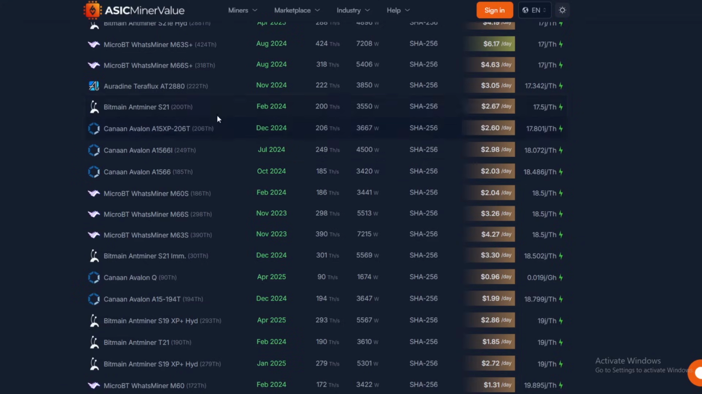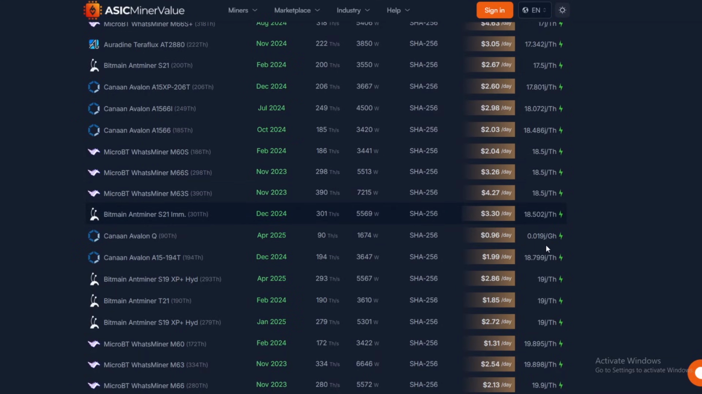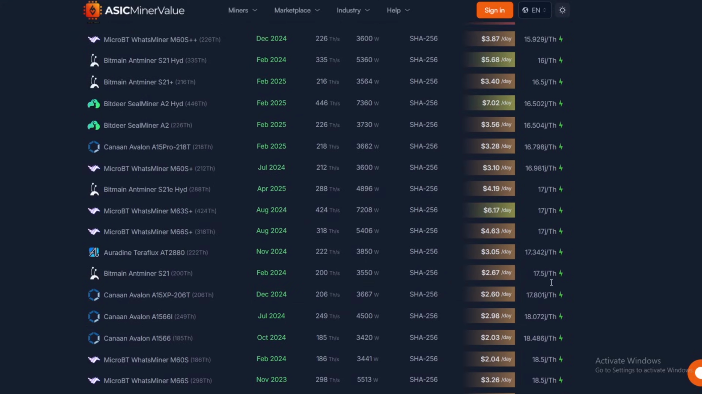It kind of drops down into that S21 range, so the regular S21, but is also comparable to the MicroBT M60 and M66S that you have here. Anything above that, we're kind of dipping into S19 territory, so 19 joules per terahash.